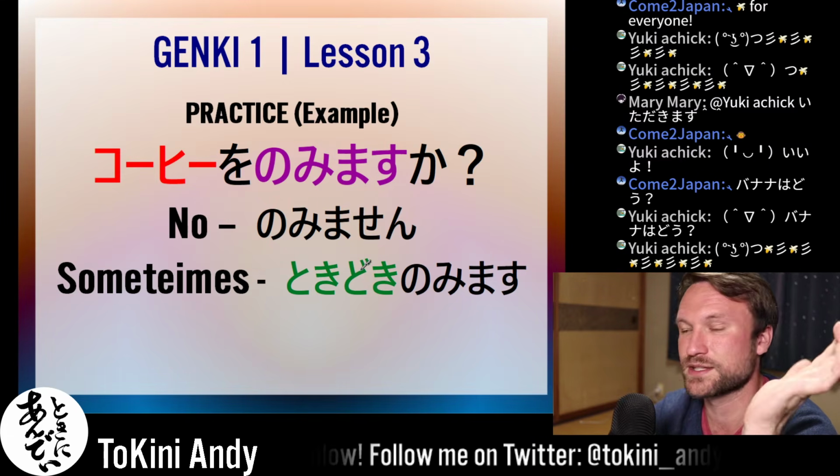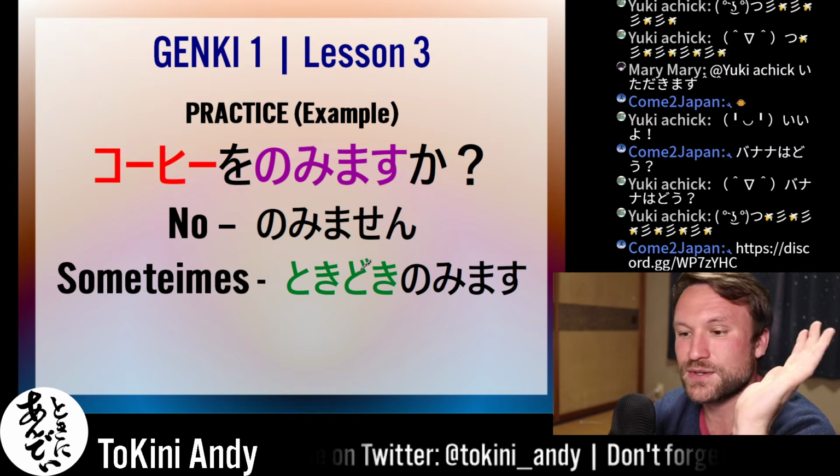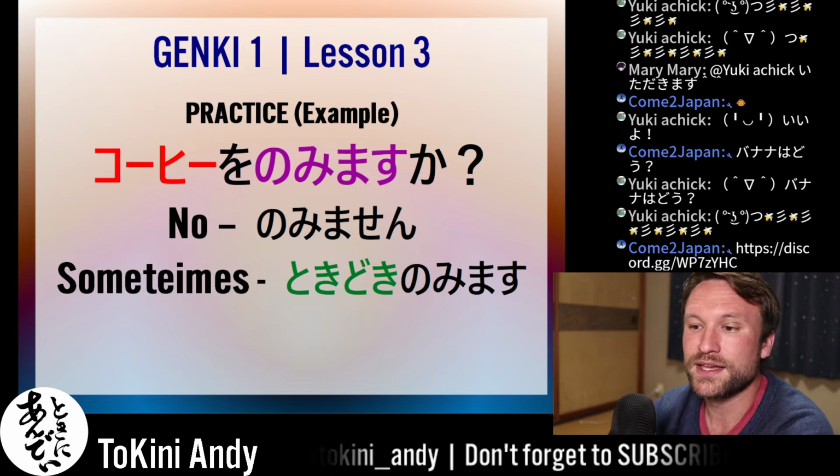Otherwise, feel free to just practice by typing in chat. You can use romaji, hiragana, kanji, whatever you want, but let's go ahead and just practice. So, here is an example.